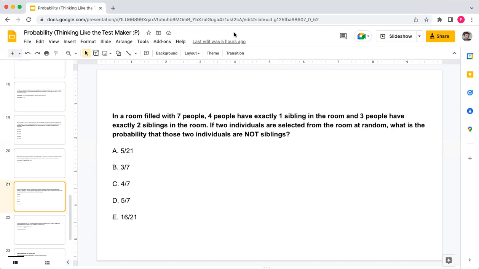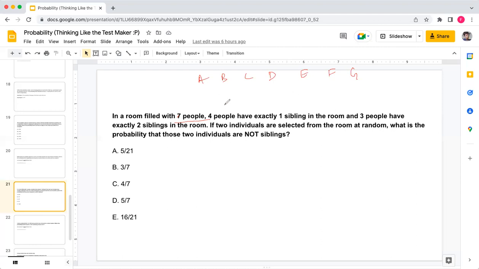Okay, let's see how we can solve this using the first method, the probability method. But first of all, we need to see what the possible scenarios are, what it is we are asked in this question. If you see closely, we have a room filled with 7 people, in which 4 people have exactly 1 sibling and 3 have exactly 2 siblings. Let's call them, to make things easier, A, B, C, D, E, F, and G. We have these 7 people in a room, and 4 people have exactly 1 sibling.